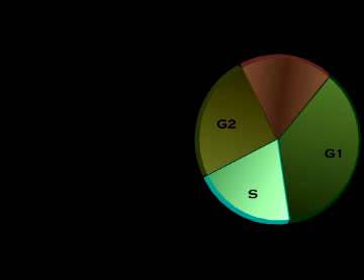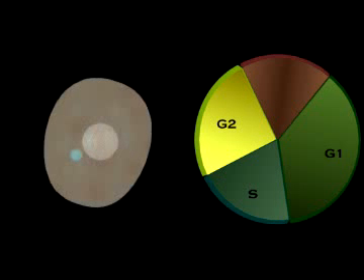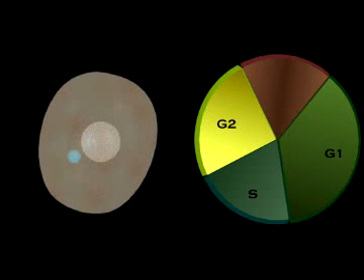After the cell has replicated its DNA, it enters the G2, or second gap phase. During G2, the cell may continue to grow and produces a number of molecules in preparation for the upcoming division.